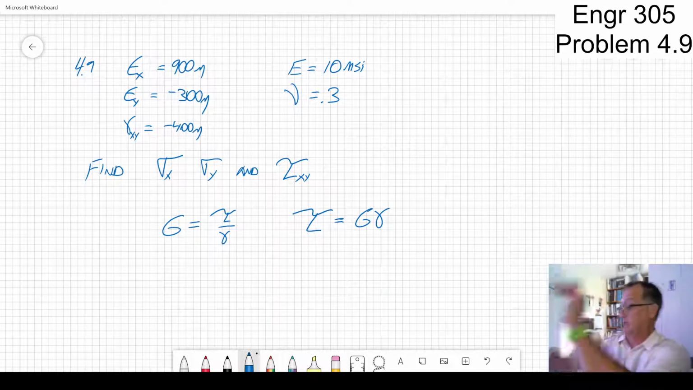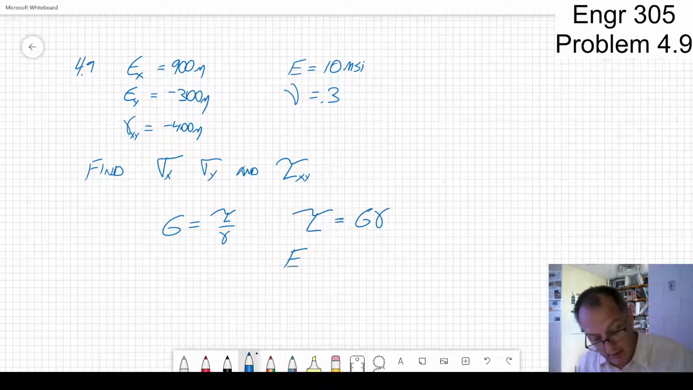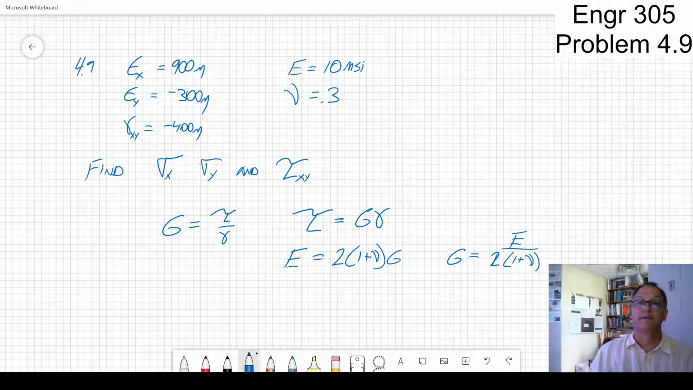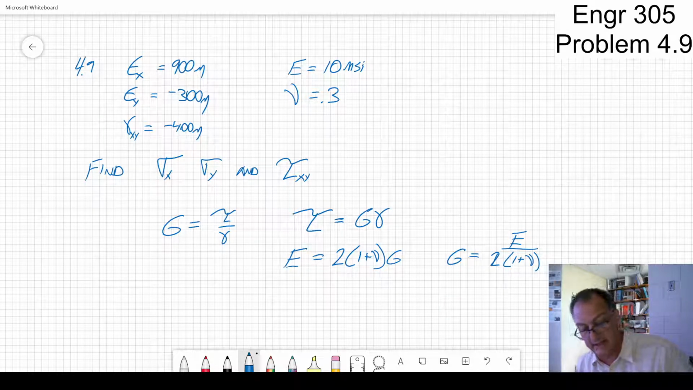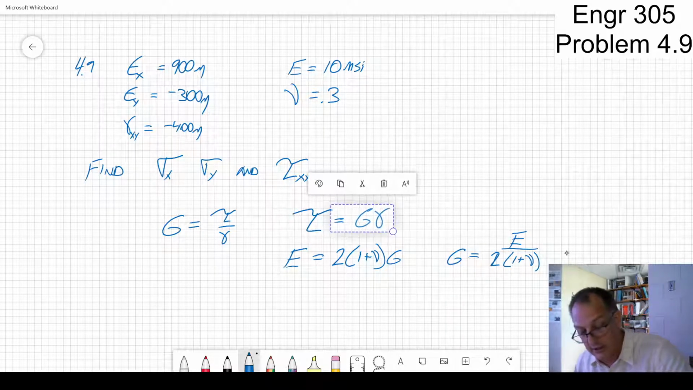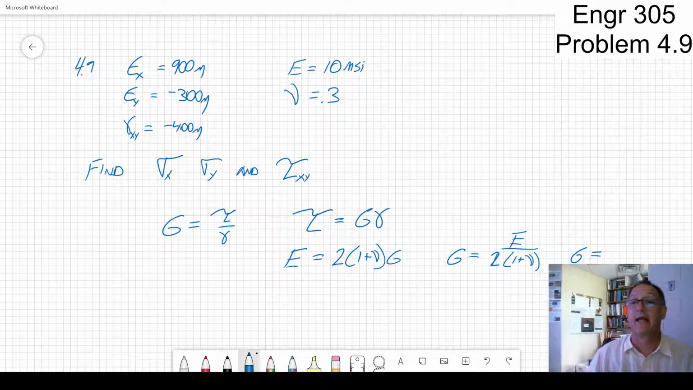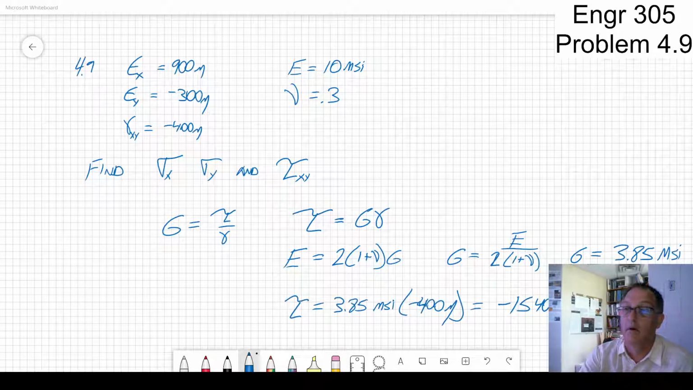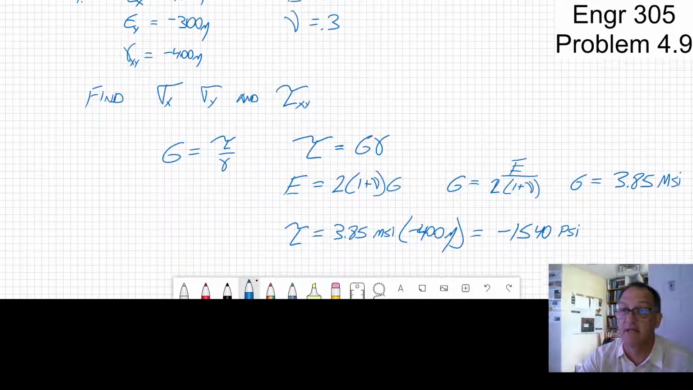So I've got to go back and look at my equation sheets, my study guide. E is equal to 2 times 1 plus Poisson times G, or G is equal to E over 2 times 1 plus Poisson, right? And so now we can calculate that. I'll just tell you that G is equal to, time out for the calculator, 3.85 MSI.